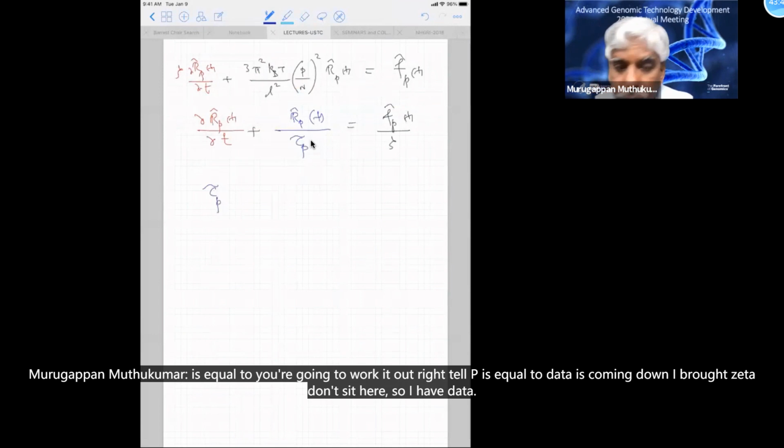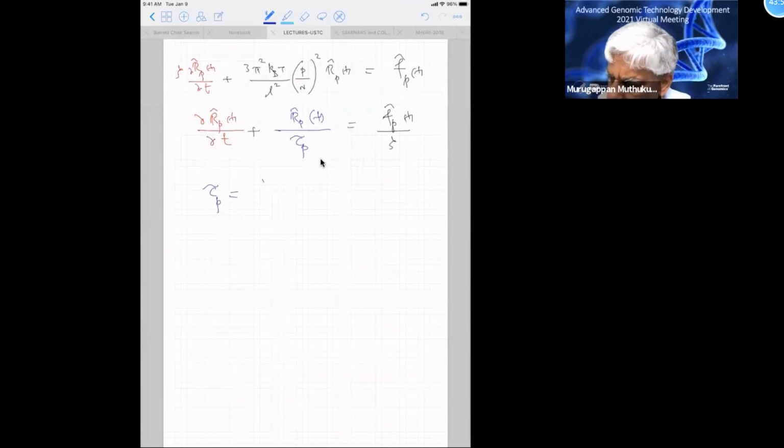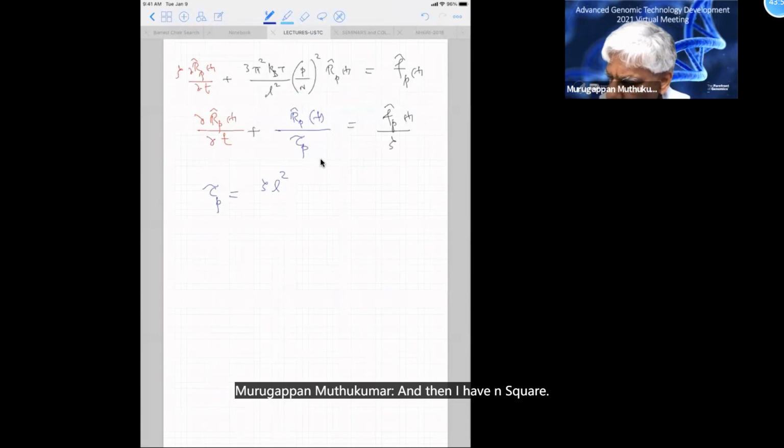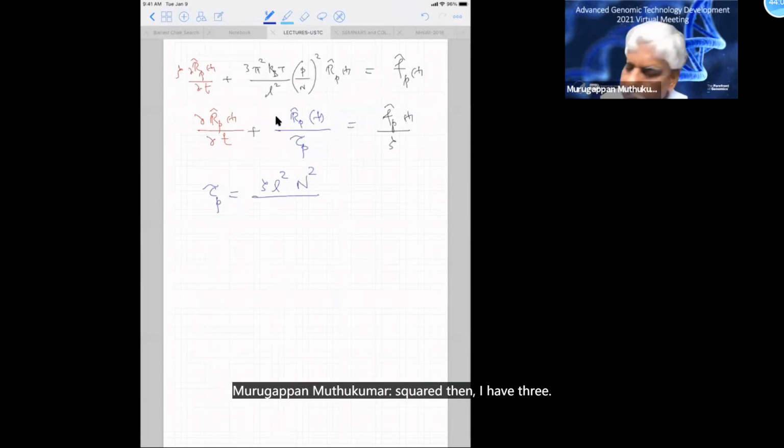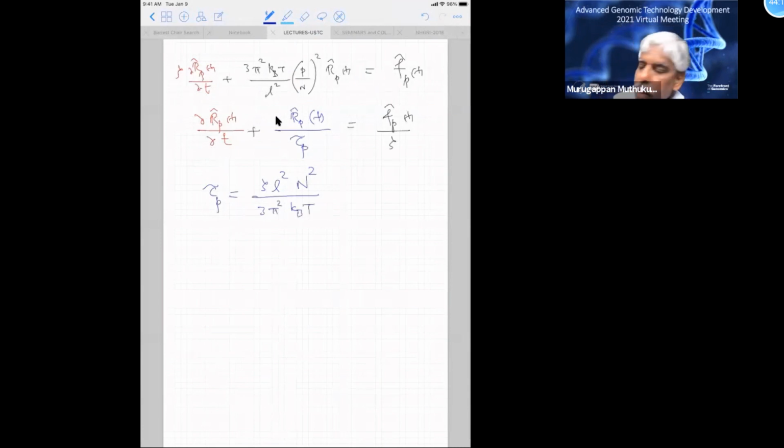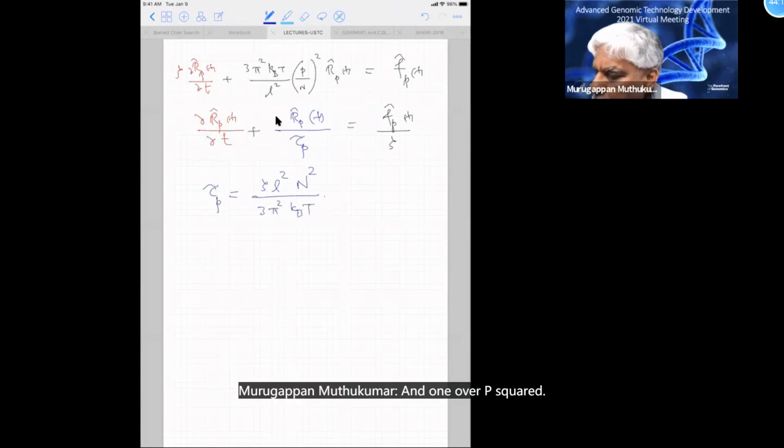Where tau p is equal to, you can work it out. Zeta is coming down, I brought zeta downstairs here. So I have zeta L square, and then I have N square divided by, because tau p is in the denominator, square, then I have 3 pi square k_B T and 1 over p square.